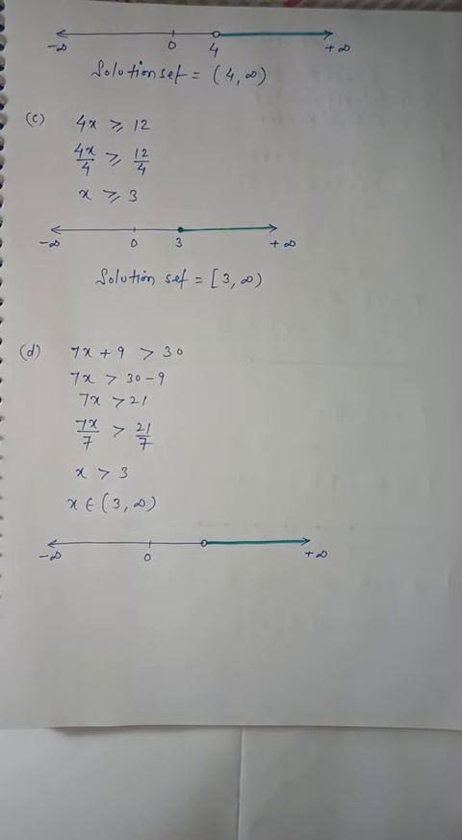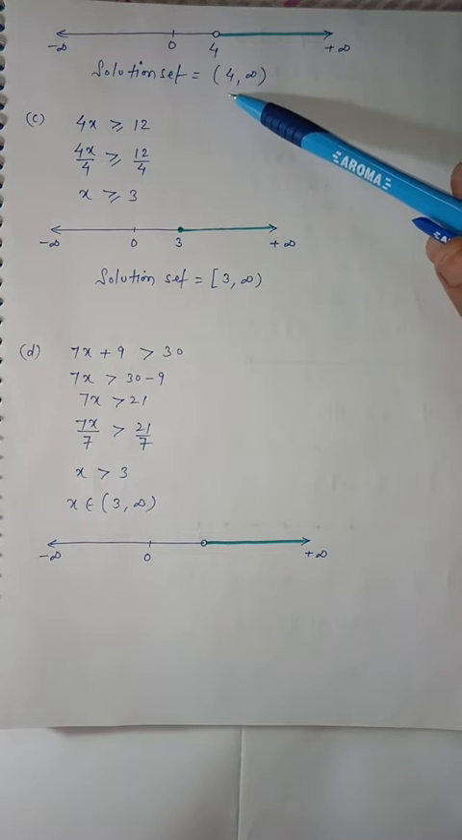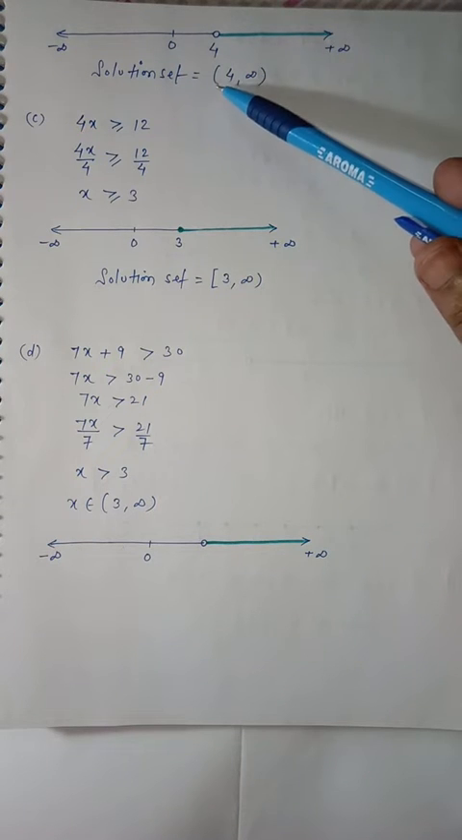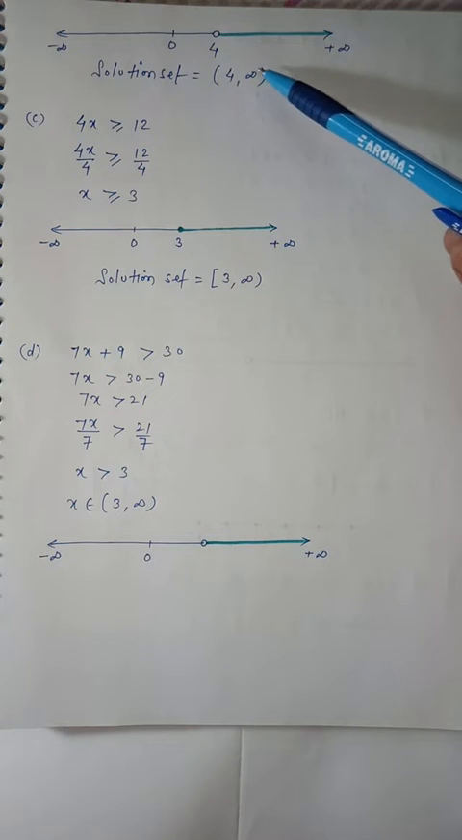So what will be the solution set? 4 comma infinity. Both brackets will be small brackets because equality is not present. X greater than 4, so I will write a small bracket.